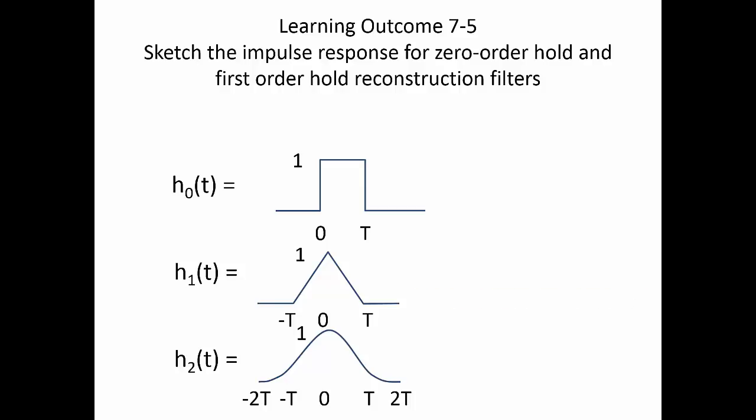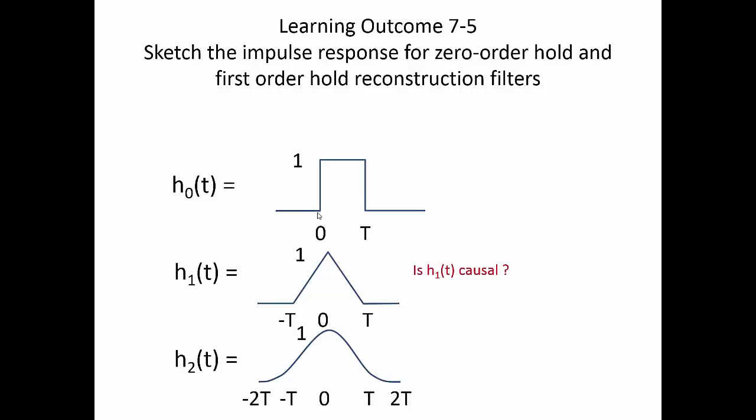Okay, let's think about some more things. Is h0 of t causal? This is an impulse response. Chapter 2. How do we determine whether a system is causal given an impulse response in Chapter 2? We're looking to see whether our impulse response is 0 for all time t less than 0. Well, look, here we got a whole bunch of 0, so this is causal.